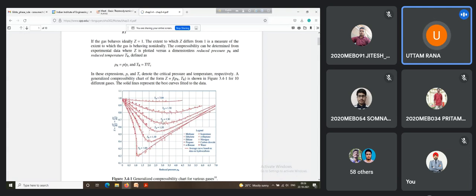This particular kind of graph is called the compressibility chart. And this phenomenon, that for almost all gases, if you plot Z as a function of pressure for different values of temperature, they have the same trend and basically collapse onto the same curve. You can see that if you consider TR equal to 2 for different kinds of gases, it is the same curve. This phenomenon is called the principle of corresponding states.